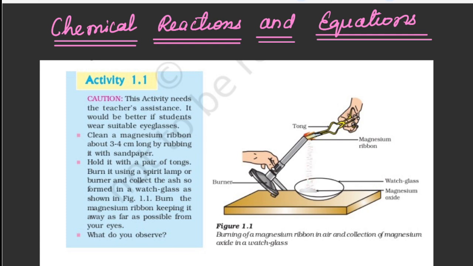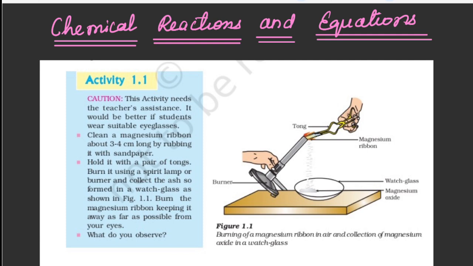The second observation is you can see white powder. Here you can see the white powder will get collected in this watch glass. We are keeping a watch glass here, so a white powder will get collected here. What is that white powder? That white powder is nothing but magnesium oxide. So this is the activity we have performed.